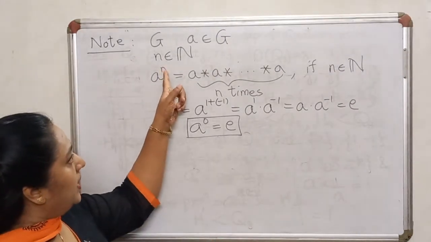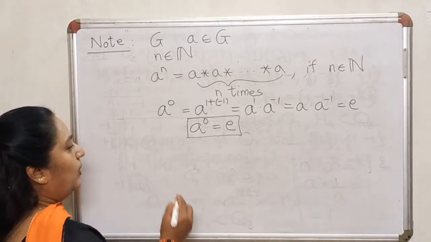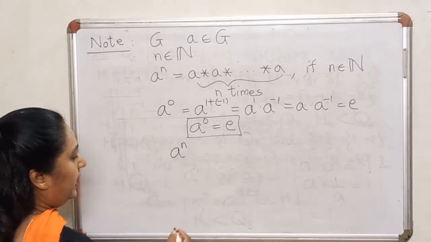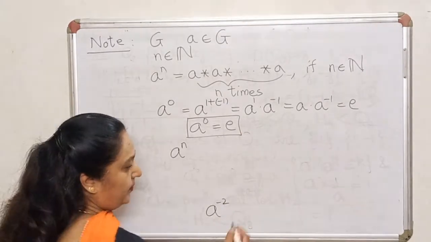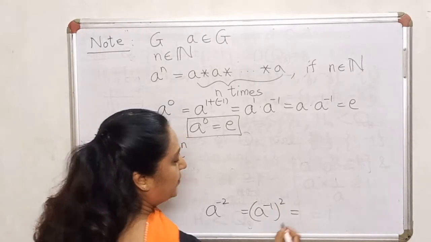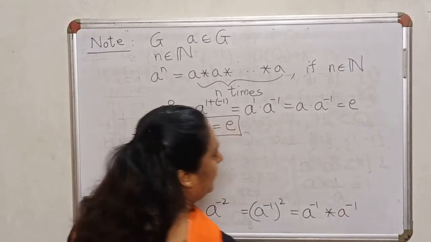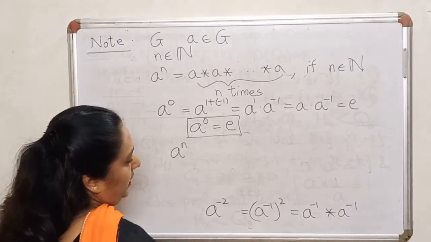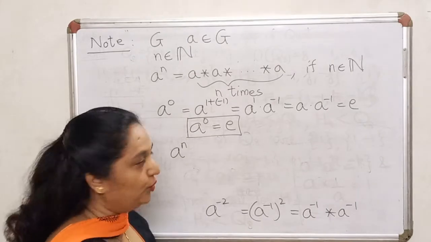So I have defined what is A raised to a positive power. I have defined what is A raised to 0. And now I only need to define what is A raised to n when n happens to be a negative integer. So for example, if I have A raised to minus 2, there are two ways of looking at it. I can write it this way, A inverse square, and then it will be A inverse star A inverse. So this would be one way of looking at it. Another way, you can write it as A square raised to minus 1 and work it out. It will turn out to be the same thing.